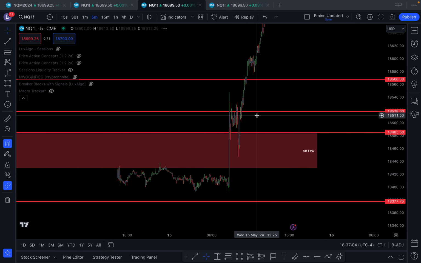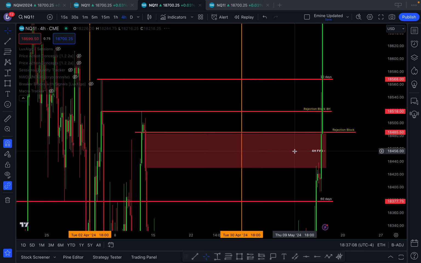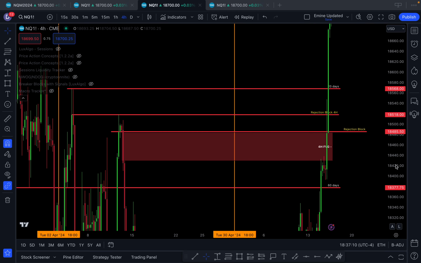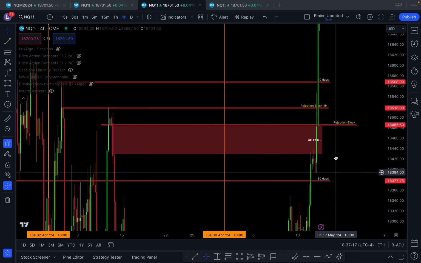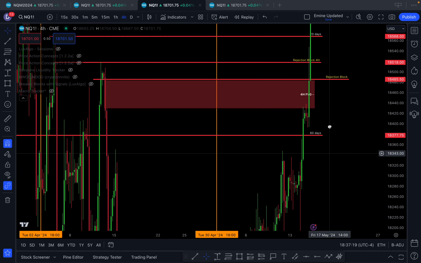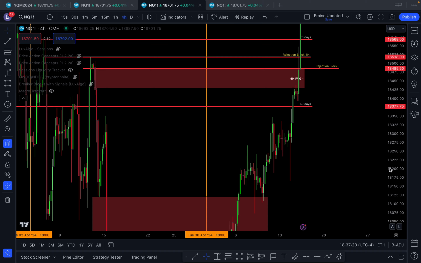What else is there? Well, just above us, we have this 4-hour fair value gap, rejection block right here, daily. We have another rejection block right here. So this here is a beautiful area to go short, right? To take out these equal lows, maybe even these, and continue the momentum down, right?